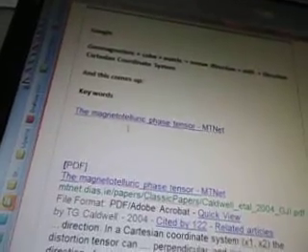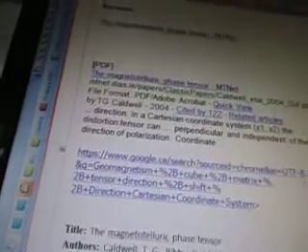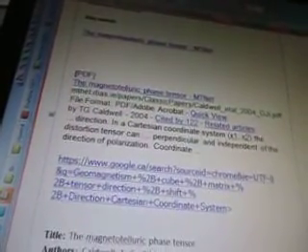Keywords, the magnetotelluric phase tensor. So this PDF file comes up, okay, and it talks about the Cartesian coordinate system and tensors, and it's a phase tensor. Then I found a PDF file, some testing that was done.